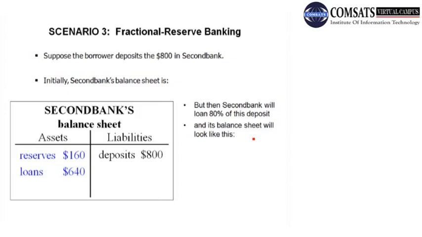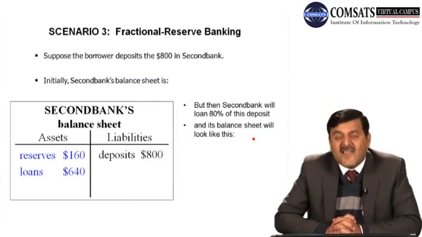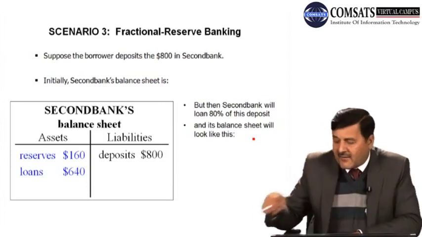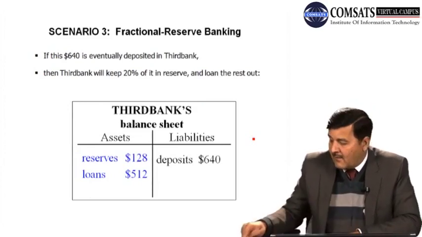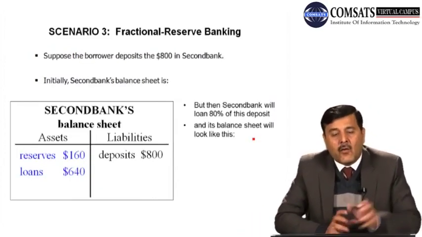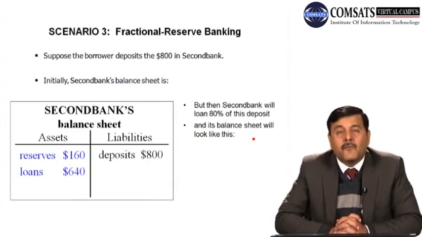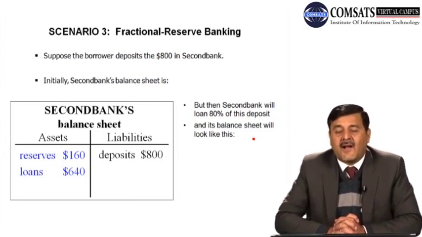Now when the second bank extends 80% of the deposits, which is 800 US dollar, if the second bank extends 80% of this amount as loan, what will the balance sheet of the second bank be? Now the balance sheet of the second bank looks like this one: $160 reserve, $640 loans, and deposits, which are the liabilities, are $800.